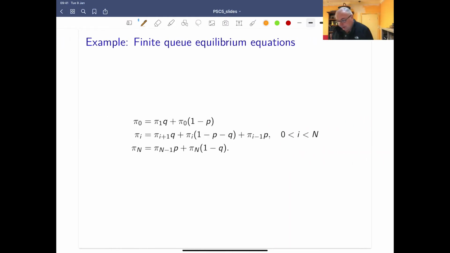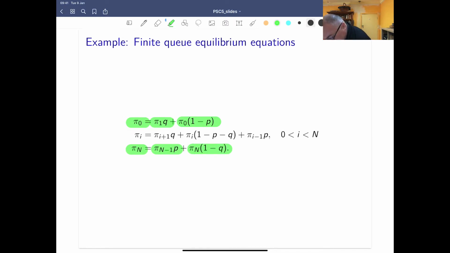So let's look at our equilibrium equations. First of all, how do I get to state 0? Either there was one person in the queue and they left, or there were no people in the queue and we stayed like that, no one entered. The same goes for pi n. We've got a full queue. We can either have had n minus 1 and someone arrived, or we already had a full queue and stayed full.